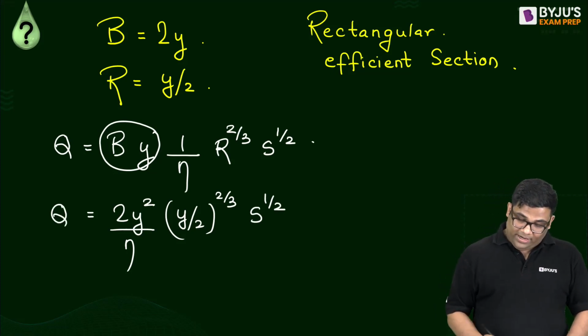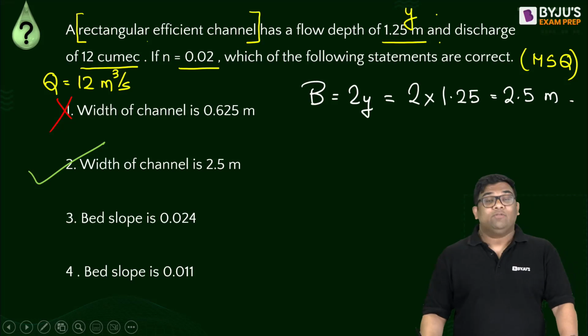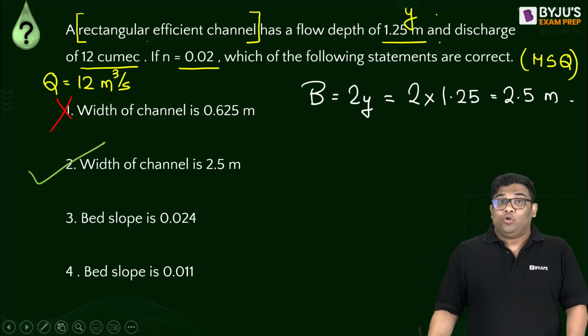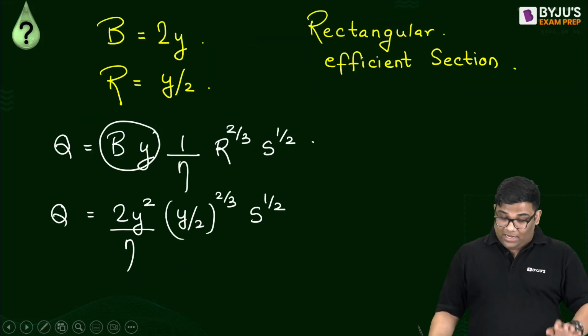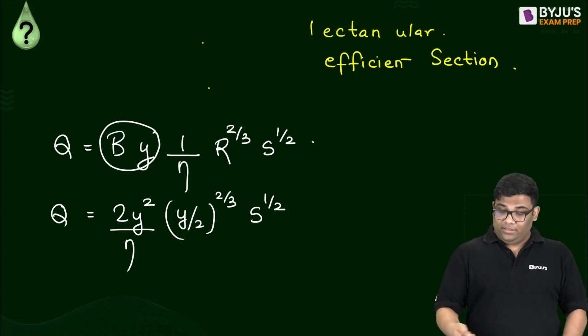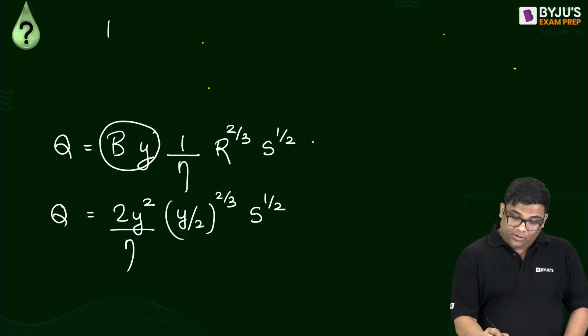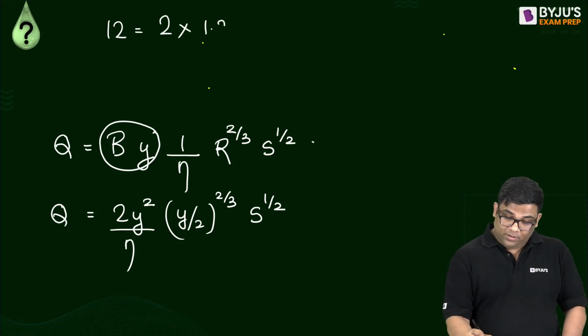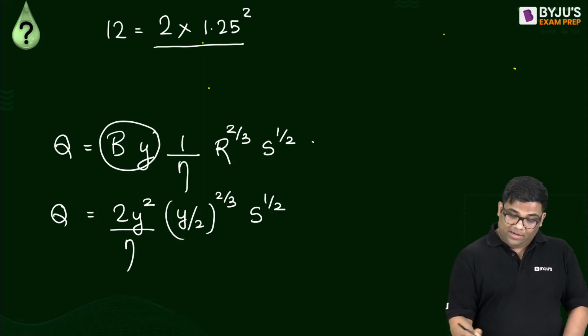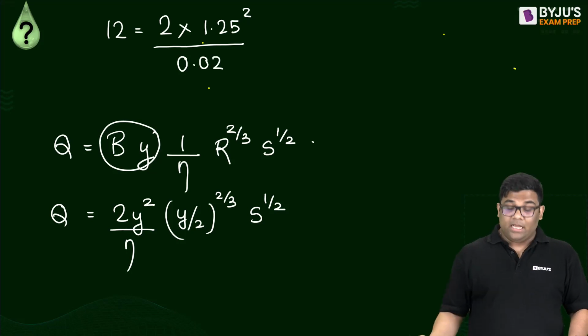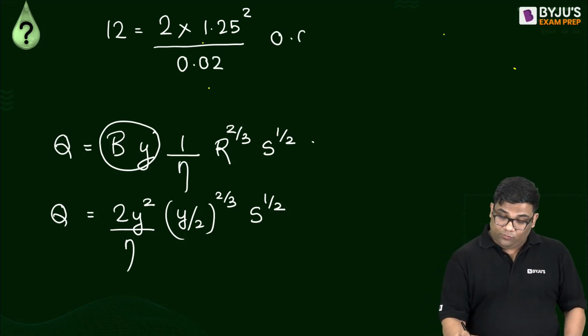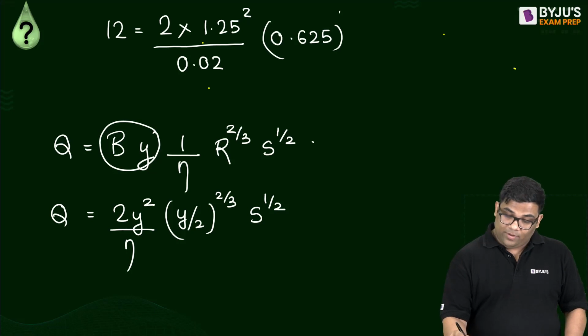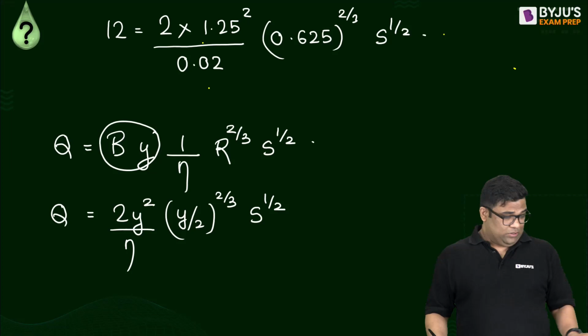Now if you see, we know y. Y is 1.25. We know also n, it is 0.02. We know discharge, it is 12. Now here I will put everything. I write down 12 is equal to 2 into y square, Y is 1.25, so 1.25 square. Now divide by the Manning's constant given, 0.02. Then y by 2, that is 0.625, to the power 2 by 3, and then S half. You see the only thing unknown is S. So from here you can find out S.